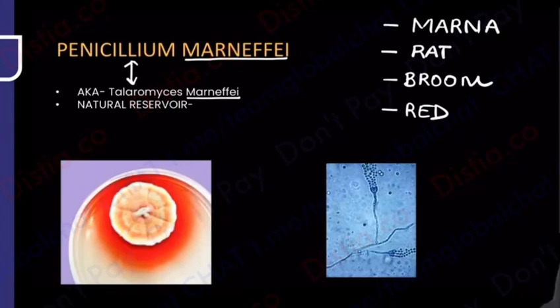So marna means hitting. Whom are you trying to hit and make run away? That is the rat. Till when are you going to hit it? Till it becomes red. And with what are you going to hit it? The broom, because now I will tell you the entire story of Penicillium marneffei. If they ask you what is the natural reservoir, the natural reservoir is the bamboo rat. So the first question is done.